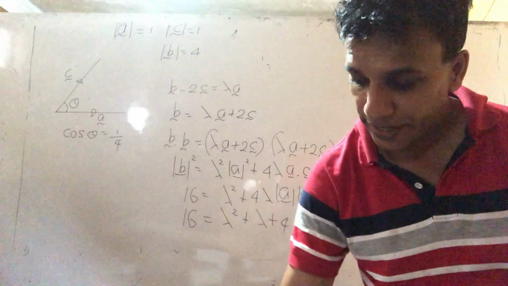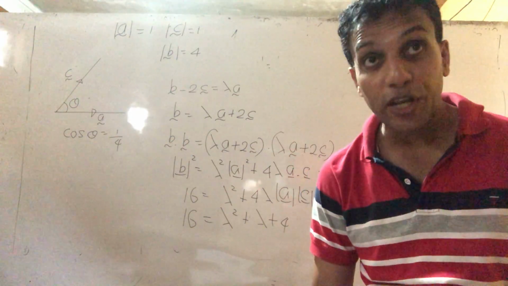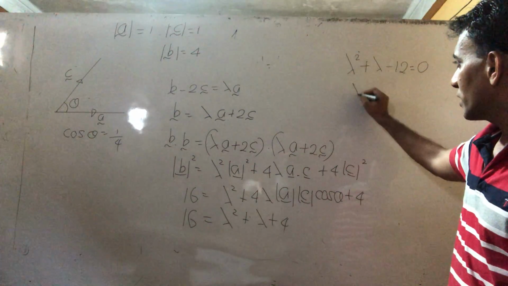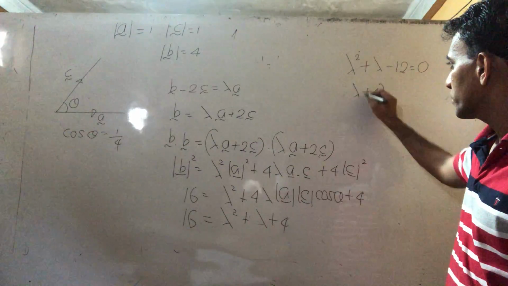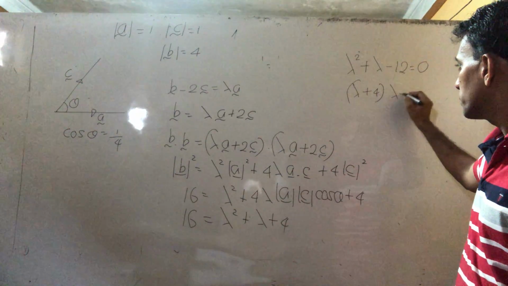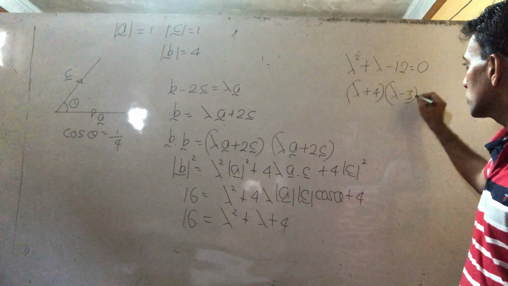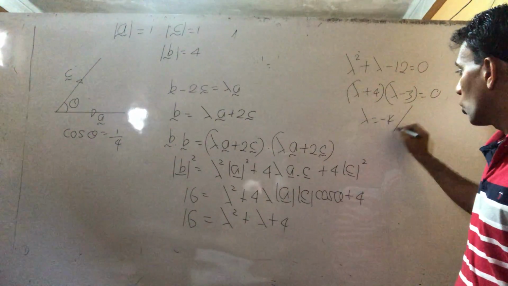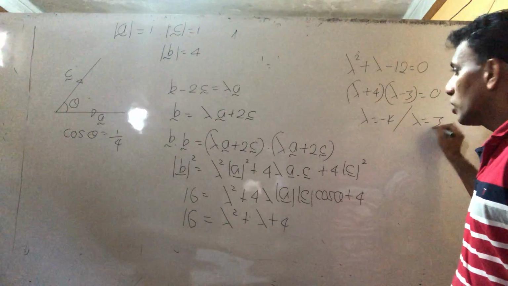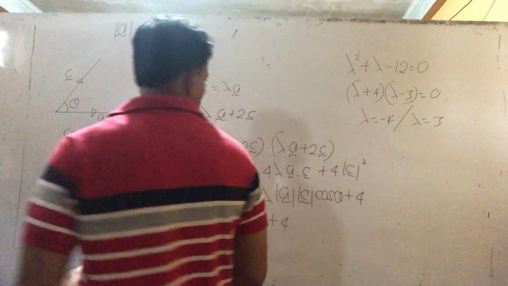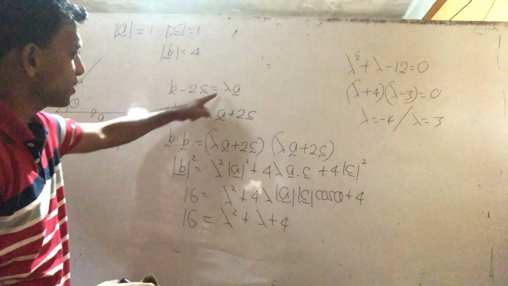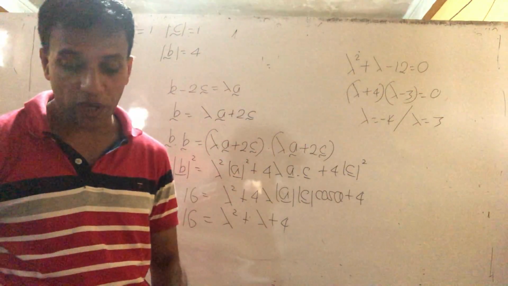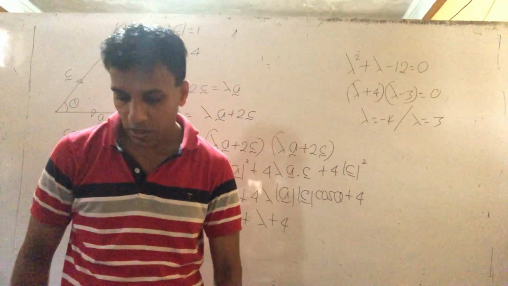The question is to find the possible values of lambda. So 2 chances for lambda, right? In fact, factorizing, lambda plus 4 and lambda minus 3. Therefore lambda equals minus 4 or lambda equals 3. Both values can be taken, right? Yes, you can take both answers. Both satisfy the given relation between A, B, C. Is that clear? Next problem 4.